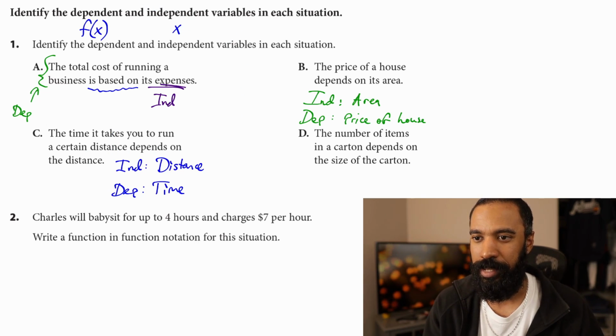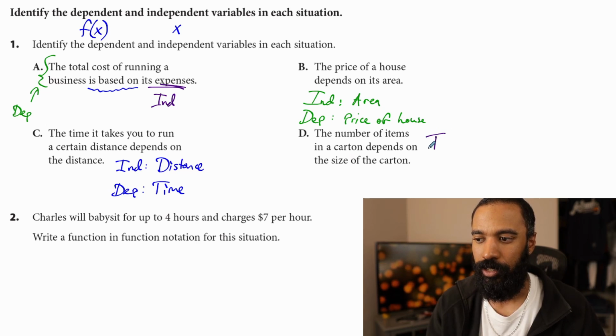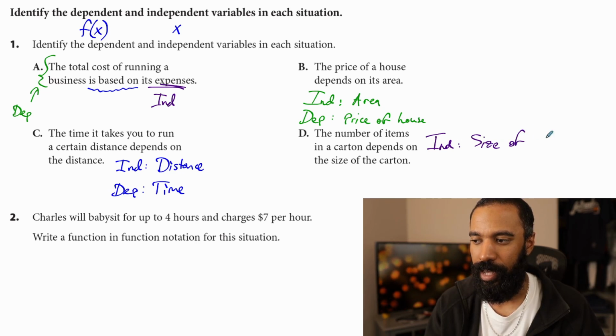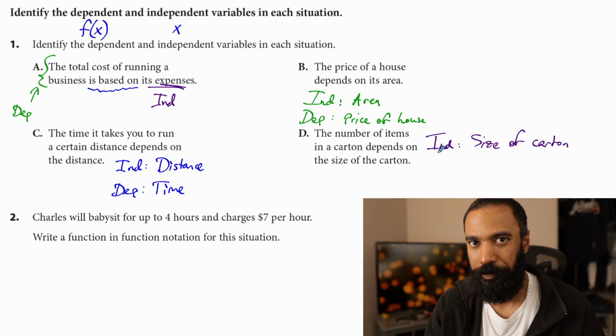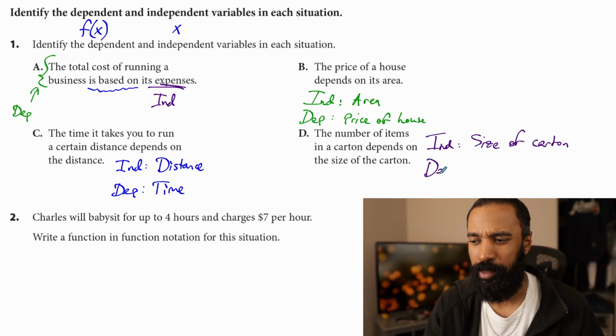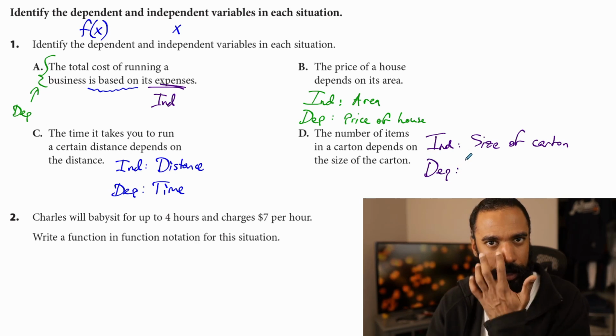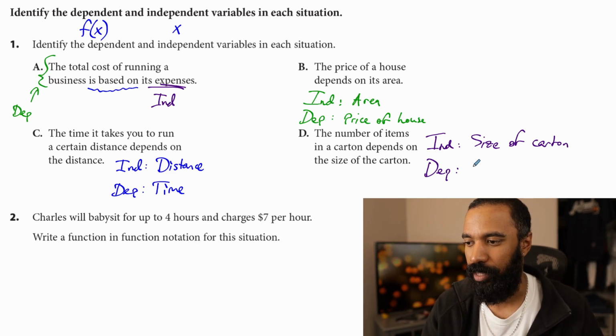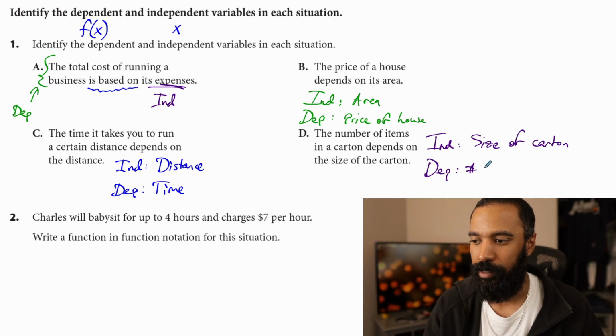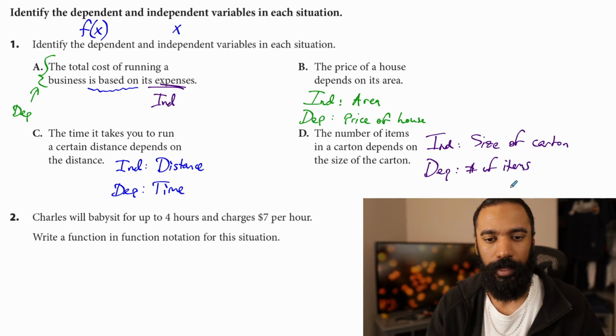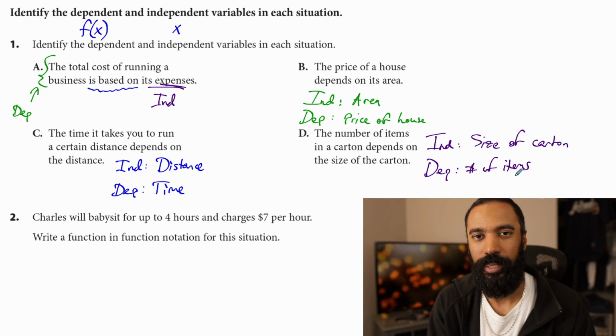And lastly, part D, the number of items in a carton depends on the size of the carton. So I can choose the size of a carton, and because of that, I can then determine how many items I can fit in that carton. That makes sense. And I don't know what a carton is. I'm thinking of like a big crate, like things where you can store like milk in or something like that. Number of items that go inside the carton. All right, so those are the independent and dependent things right there.